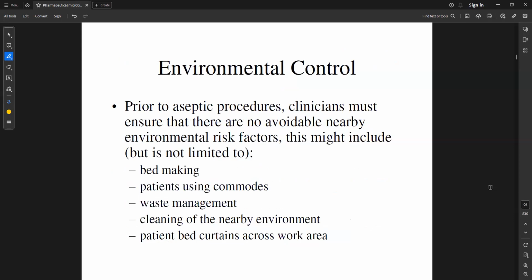So for environmental control, prior to aseptic procedures, clinicians must ensure there are no avoidable nearby environmental risk factors. These might include bed making, patients using commodes, waste management, cleaning of the nearby environment, and patient bed curtains across the work area to prevent transmission from one patient to another patient. And as you may find, most hospitals don't use cloth material, or if it's a cloth material, the inside is lined with an easily sterilizable plastic layer.